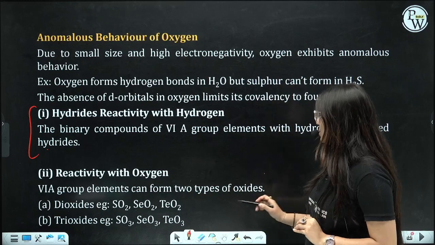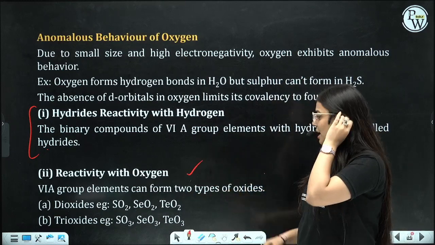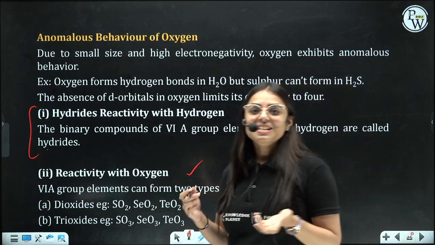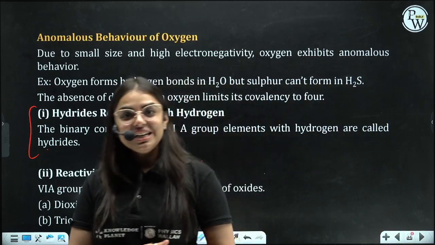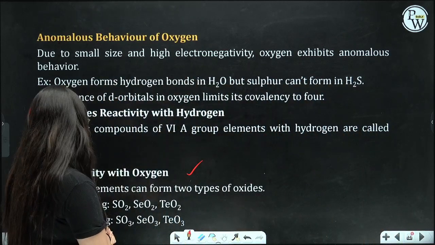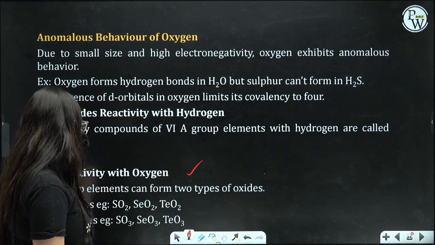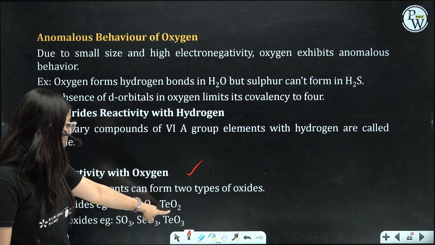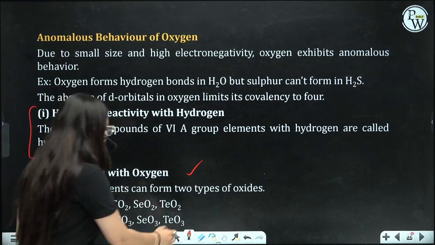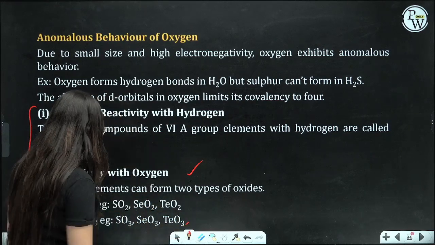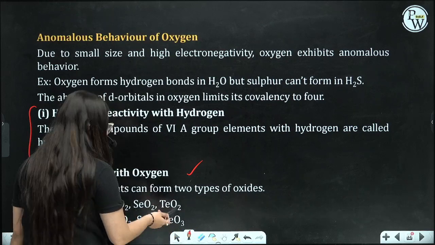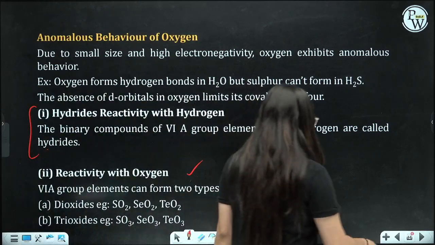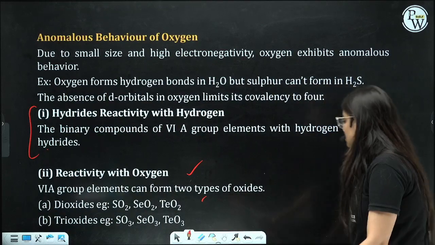Next comes reactivity with oxygen. It's very simple, very easy part. Basically, they can form either dioxides or trioxides. When forming dioxides, it's SO2, SeO2, TeO2. When they form trioxides, O3 is also an example over here: SO3, SeO3, TeO3.